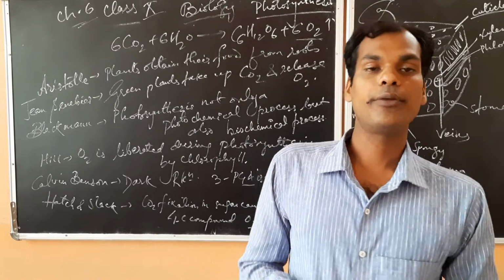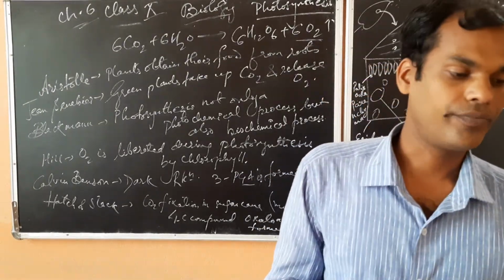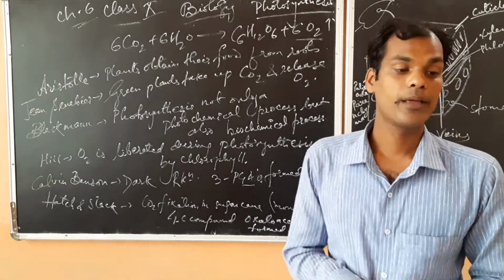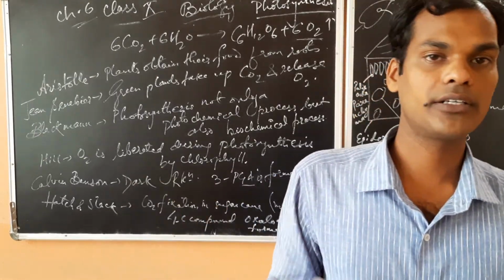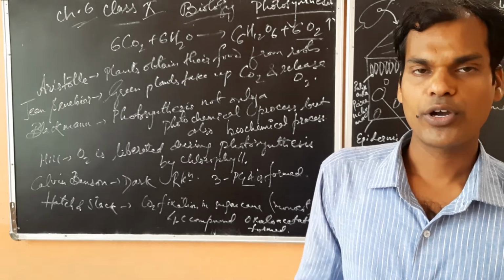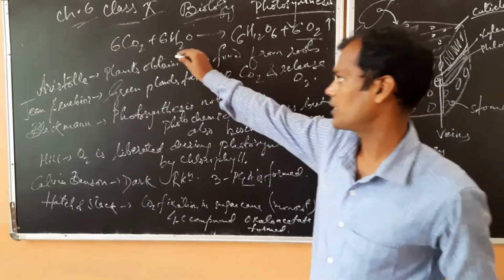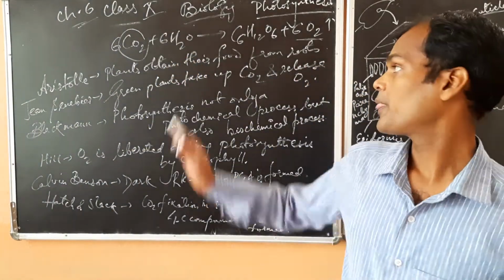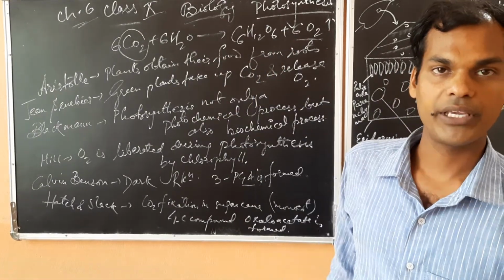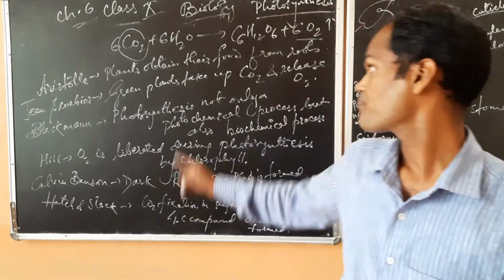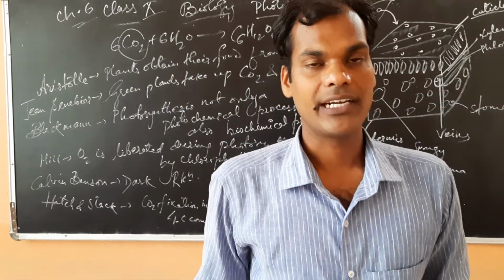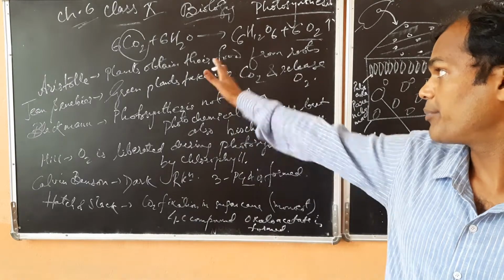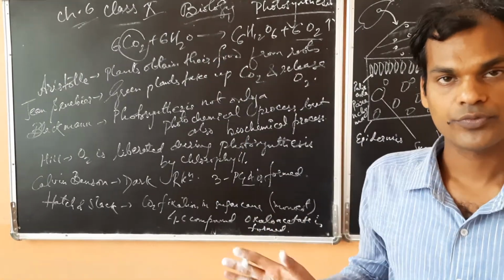Now coming on to the factors, the requirements for photosynthesis. The first is chlorophyll, then carbon dioxide, then water, then sunlight. Now coming on to CO2. CO2 is the most important part. As you can see over here, CO2 serves as the primary constituent for photosynthesis. Without CO2, glucose cannot be prepared by the plant. So CO2 is the primary component, and at the same time it is responsible for the initiation of photosynthesis.